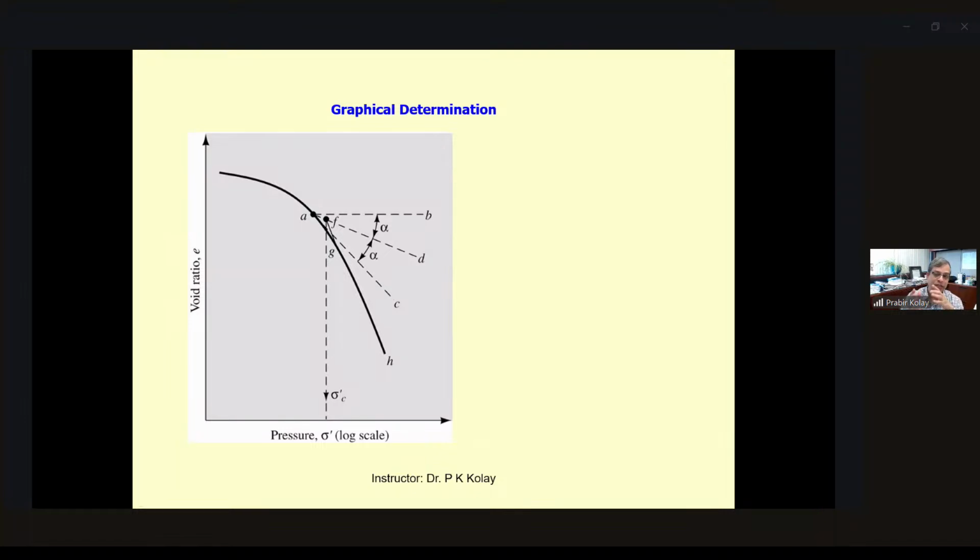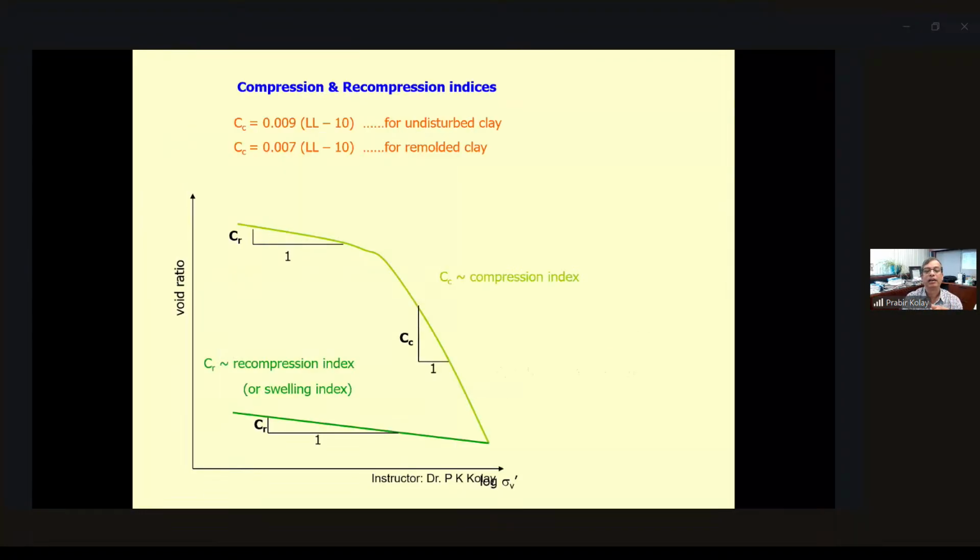That's why the soil has memory, so you can find out what stress history it has had, how much stress the soil has seen. I'm not going to go into detail here. There are different relations between the compression index and the recompression index, and several relations are available.